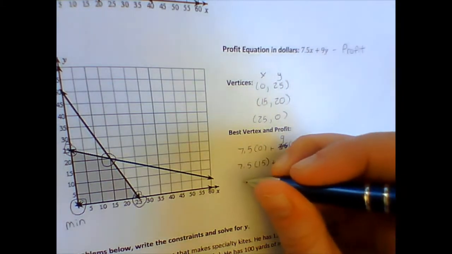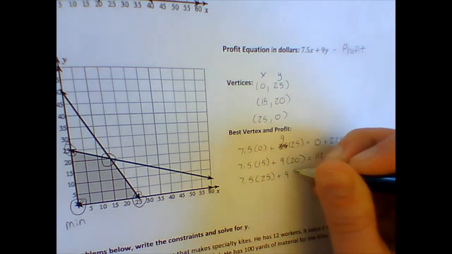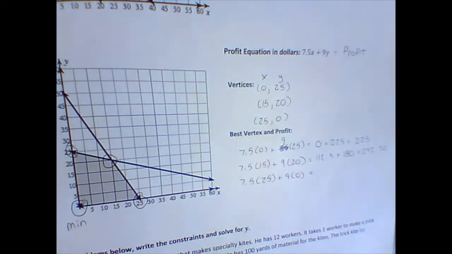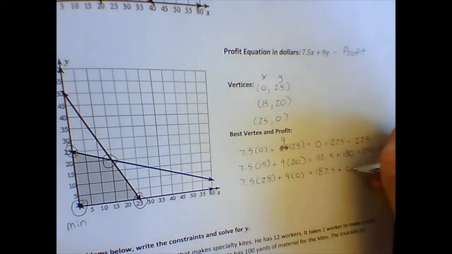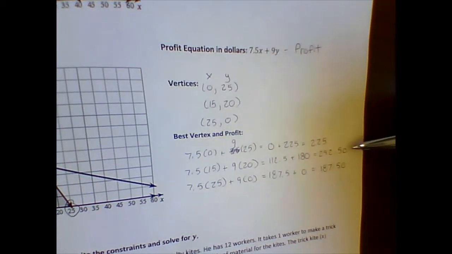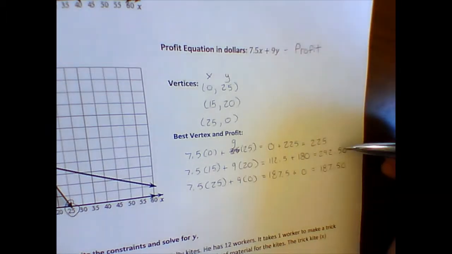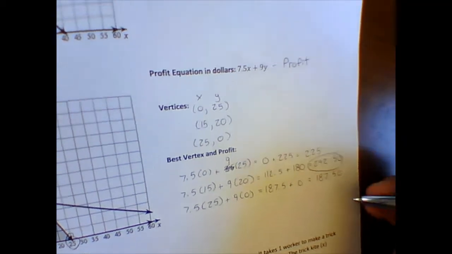Last point, we're going to plug in X for X and Y for Y. So there's the 25, that's the X, and the 0 is the Y. Once again to the calculator. 187.5 plus nothing is still 187.5. And now we can compare how much money each of the vertices or corners will make. And we obviously want to make the most money. We want a successful business. So we want that one.